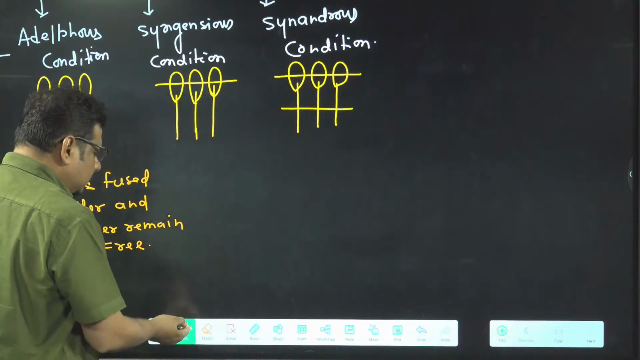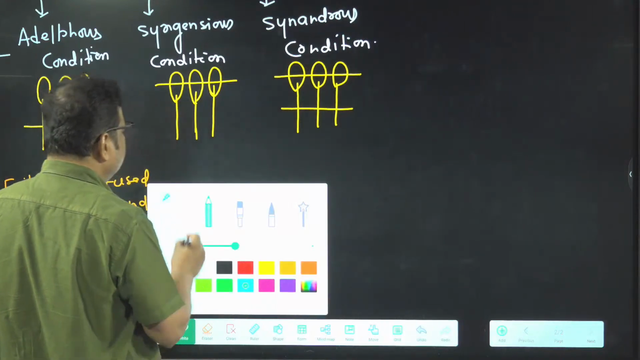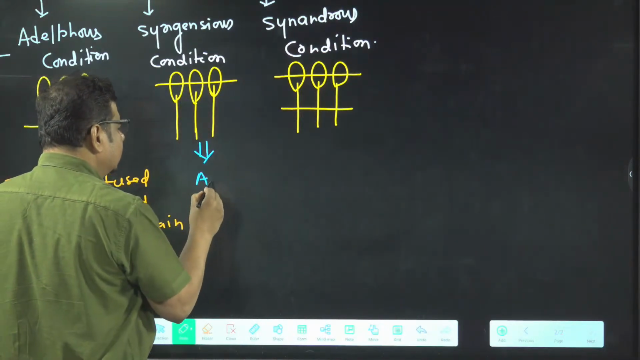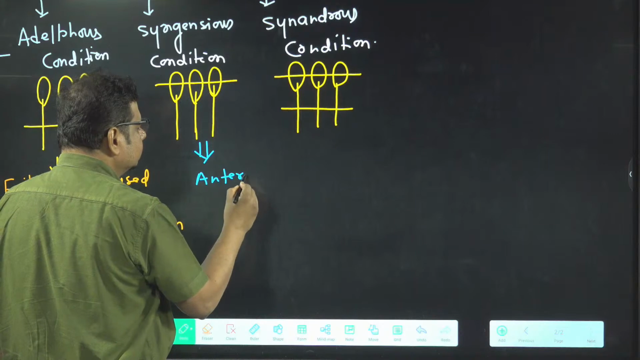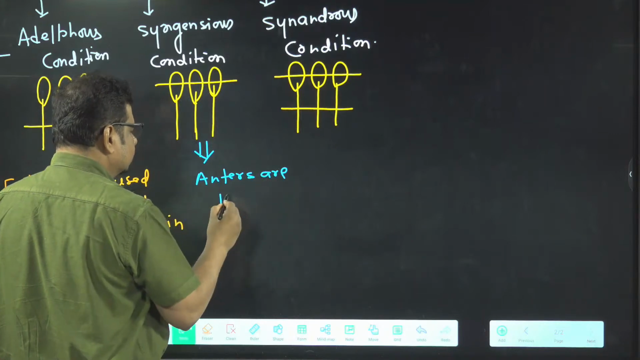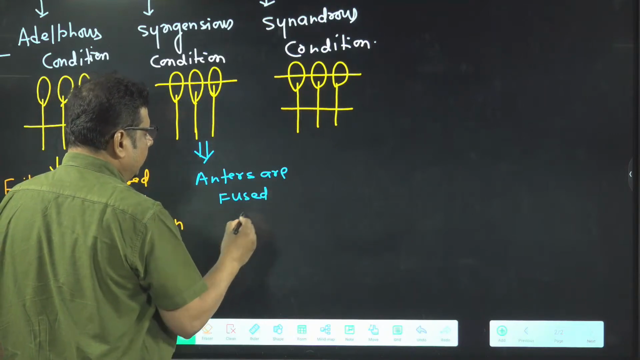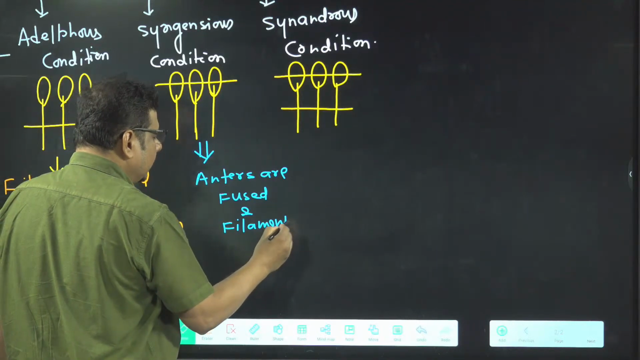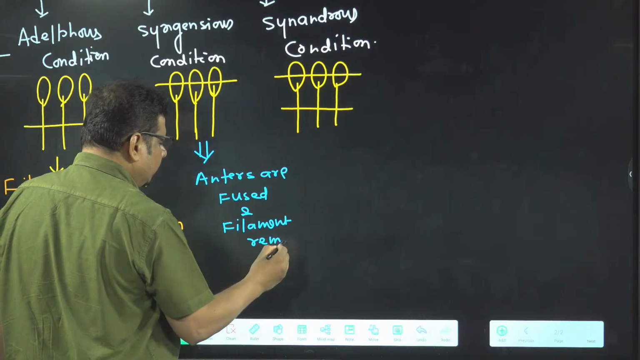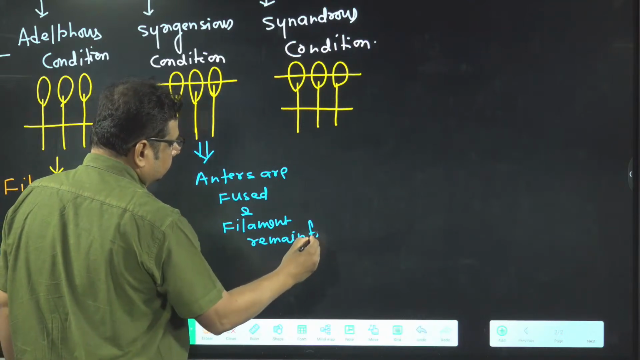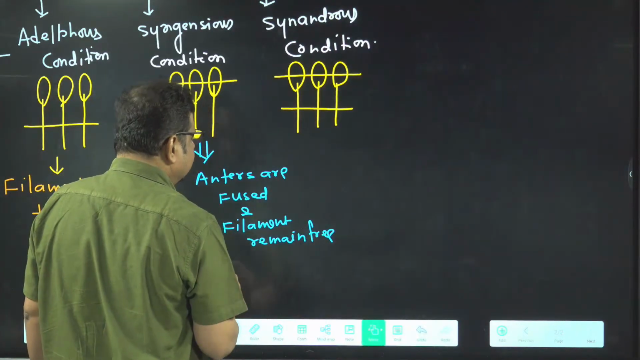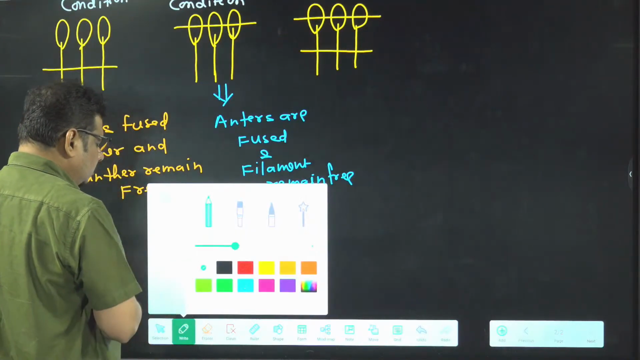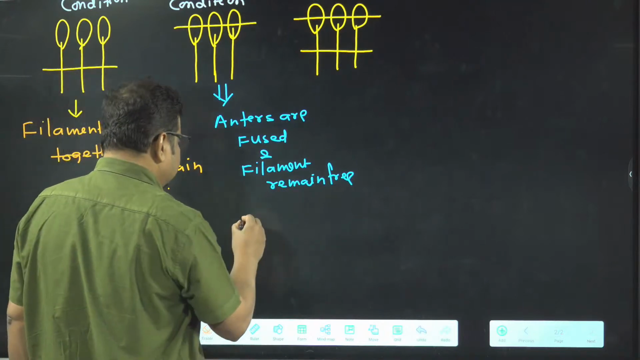So have a look at the syngenesious condition. Give your attention. What are we finding in syngenesious condition? Anthers are fused and filaments remain free. That is not written in NCERT, but besides that we will discuss. Okay, have a look at the syngenesious condition. Look at the diagram.